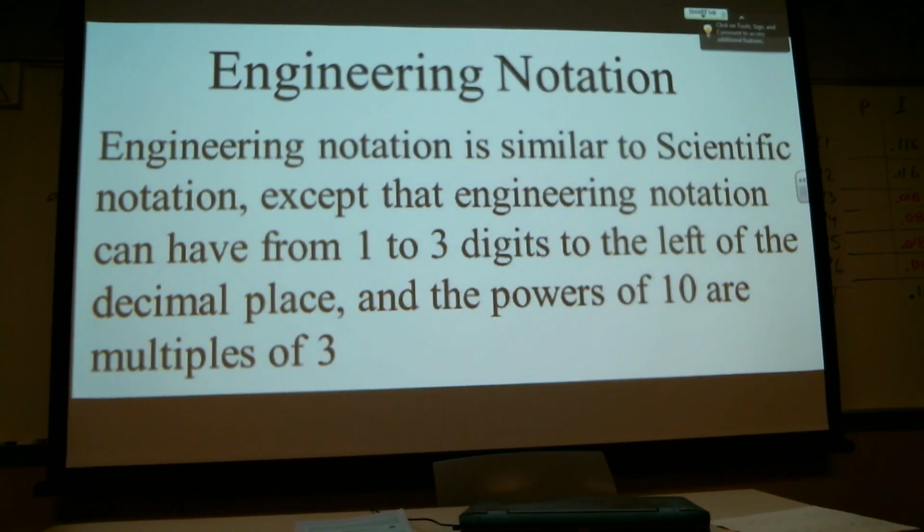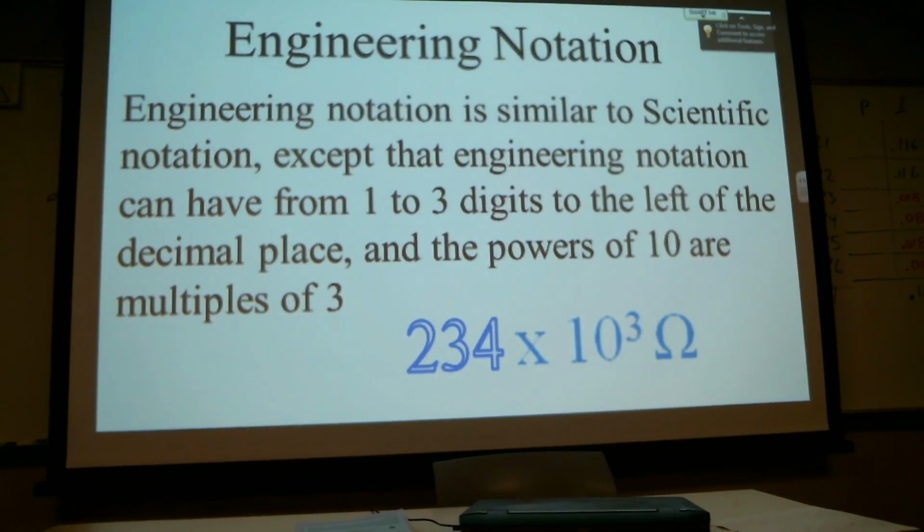Okay, here's an explanation. Engineering notation is similar to scientific notation, except the notation can have from 1 to 3 digits. It says can, but we want 1 to 3 digits to the left of the decimal place, and powers of 10 are multiples of 3. There's an example: 234 times 10 to the third would be 234,000.